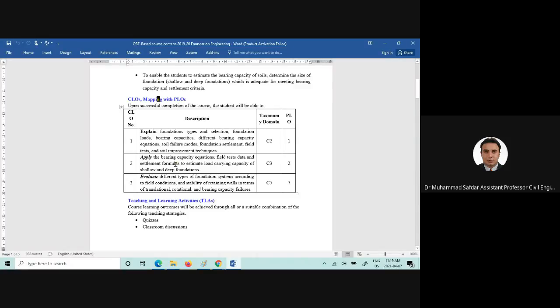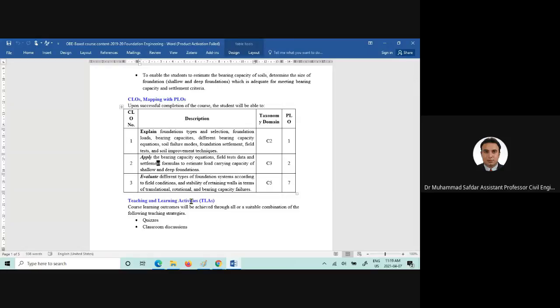Now in CLO2, we will apply the concepts which we learned in the previous CLO. We will apply the concepts of bearing capacity equations, field test data, and settlement formulae to estimate the load carrying capacity of shallow and deep foundations. In the third CLO, we will focus on evaluating different types of foundation systems according to the field conditions, and the stability of retaining walls in terms of translational, rotational, and bearing capacity failures.